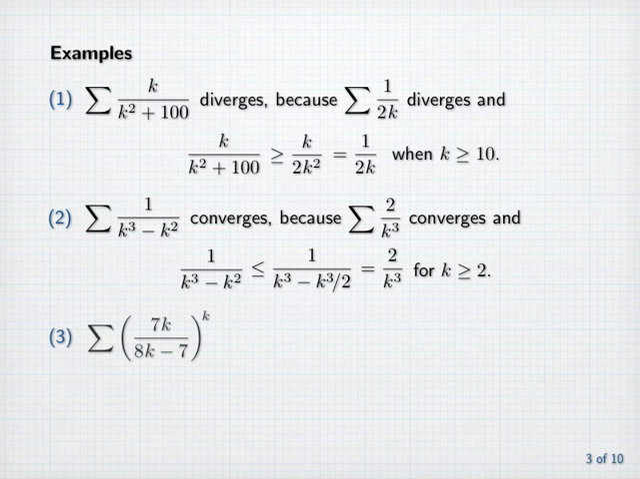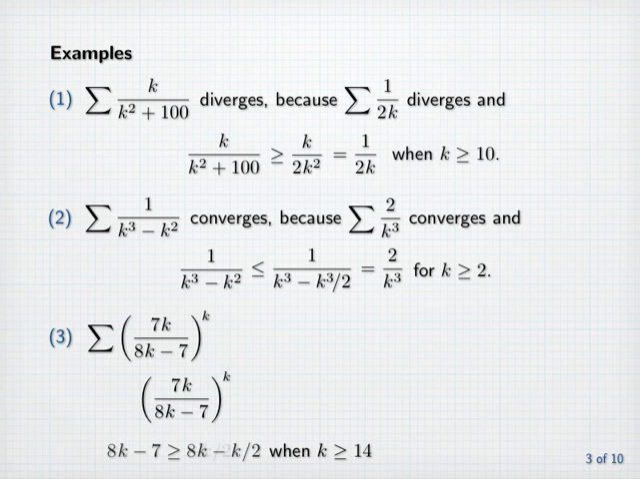For a third example, let's look at the sum of the kth power of 7k over 8k minus 7. Here we're going to do a comparison with a geometric series. To get an estimate on the kth term, let's first observe that 7 is less than or equal to k over 2 when k is at least 14. So minus 7 is greater than or equal to minus k over 2 when k is at least 14.